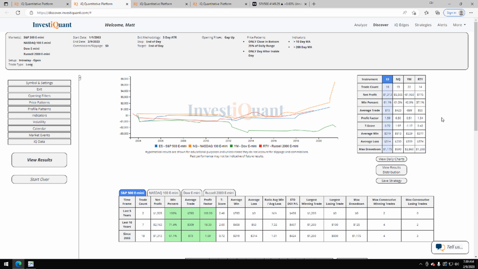Nothing really stands out there, but three of the four instruments have closed above the opening print more often than not, with the NASDAQ and the S&P being the strongest there, around 61%. Hopefully you found that helpful.